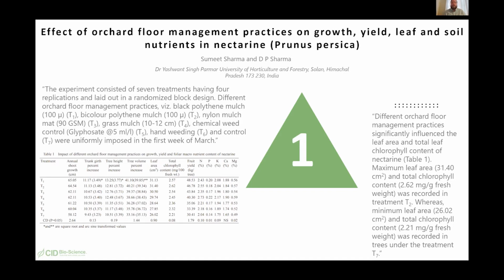And what they utilized the 202 for was looking at leaf area. What they found was that different orchard floor management practices significantly influenced the leaf area and the total leaf chlorophyll content of the nectarine. Looking at this table here, they were looking at another variable that's a good indicator of tree health, the leaf area.